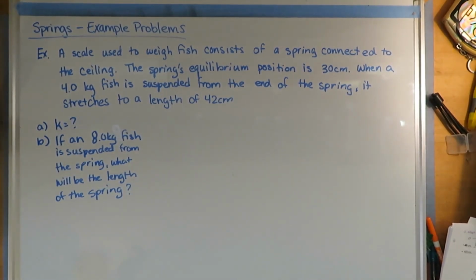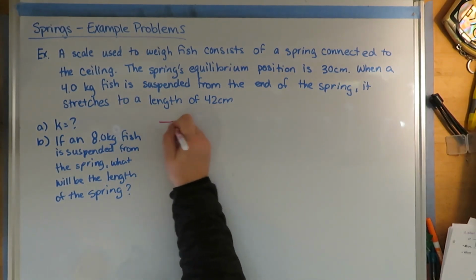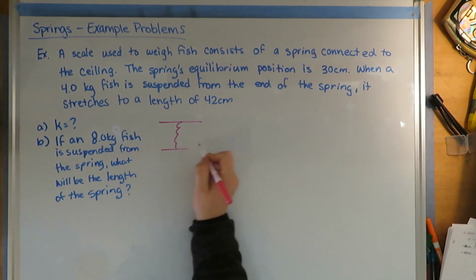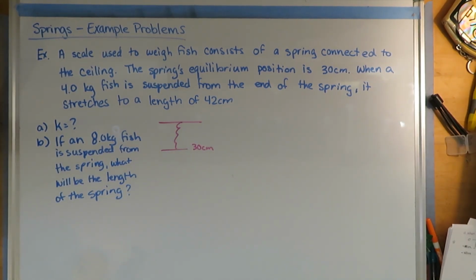All right, so I want to look at some example problems. Here's the first one. We have a scale being used to weigh fish. It has a spring connected to the ceiling, so it's always a good idea to have a picture in your head. We have this spring here, and the spring's equilibrium position is 30 centimeters. And then when a 4 kilogram fish is suspended, the spring stretches to a length of 42 centimeters.